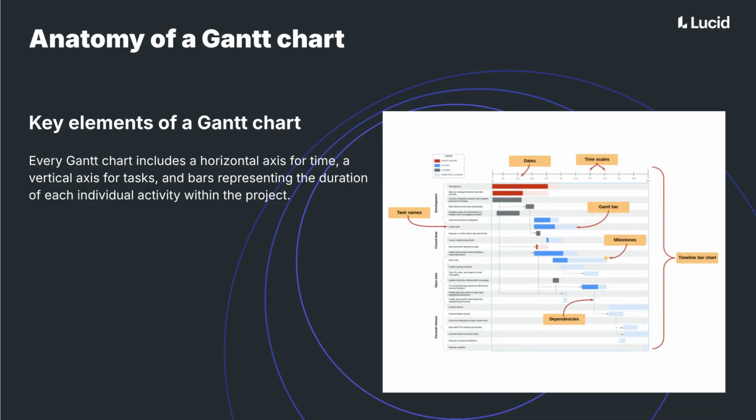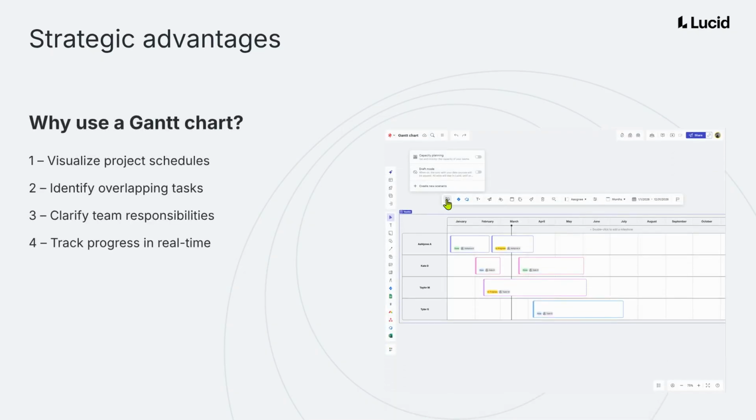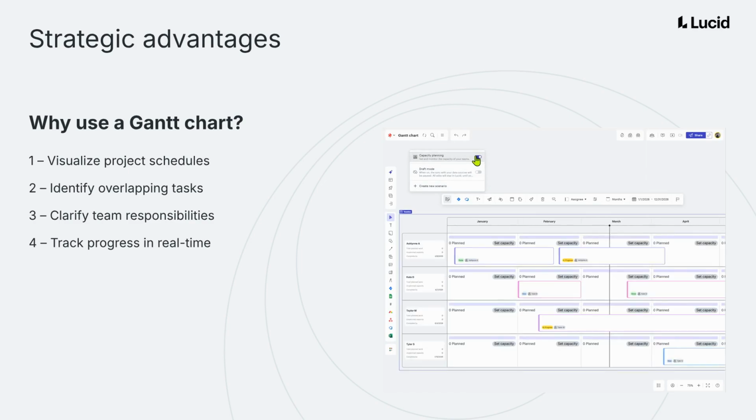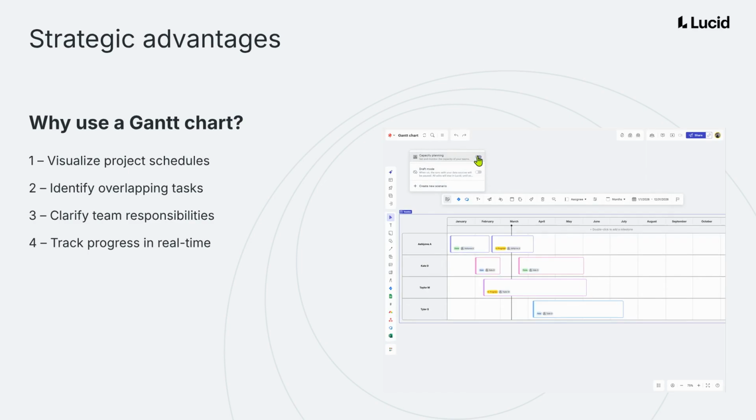Understanding the key elements of a Gantt chart is essential. You'll find tasks listed on the vertical axis, while the horizontal axis represents time, with bars showing task duration. Why use a Gantt chart? They help you visualize your entire schedule at a glance, identify where tasks overlap, and ensure every team member knows exactly when their work is due.